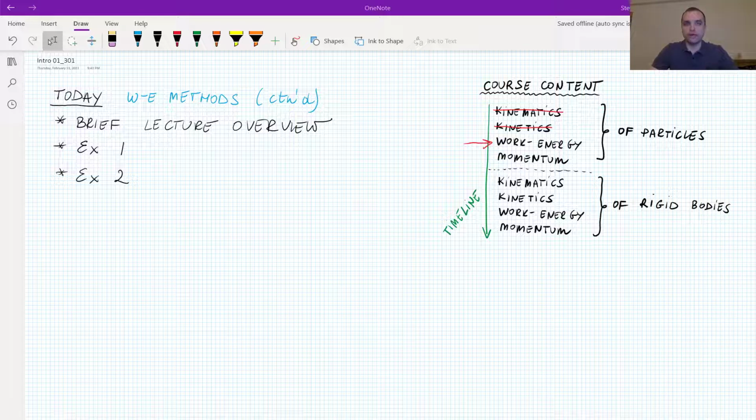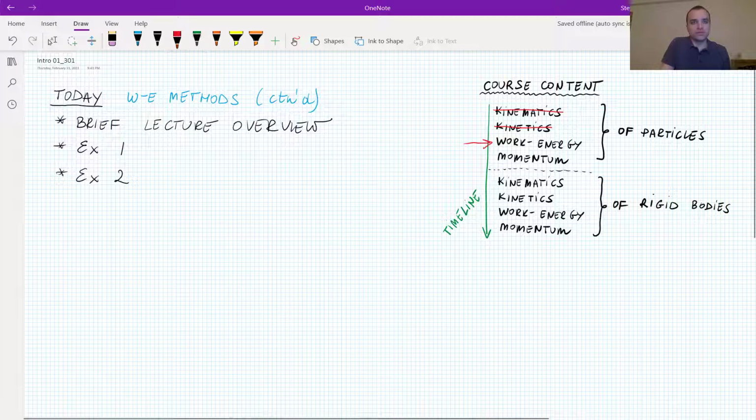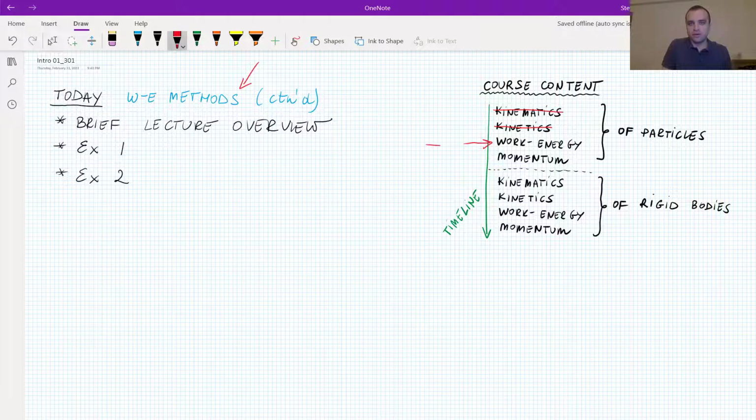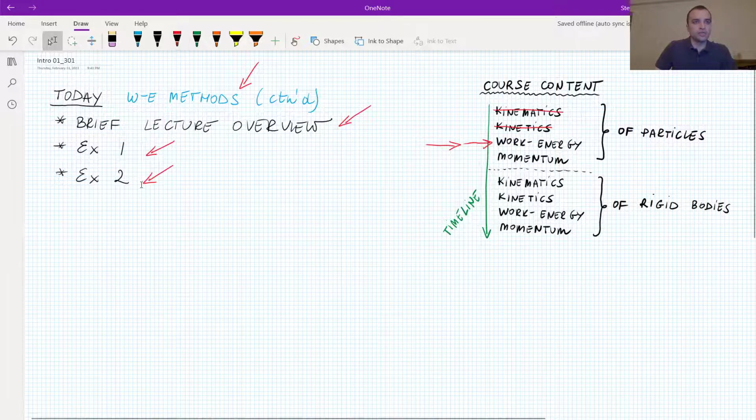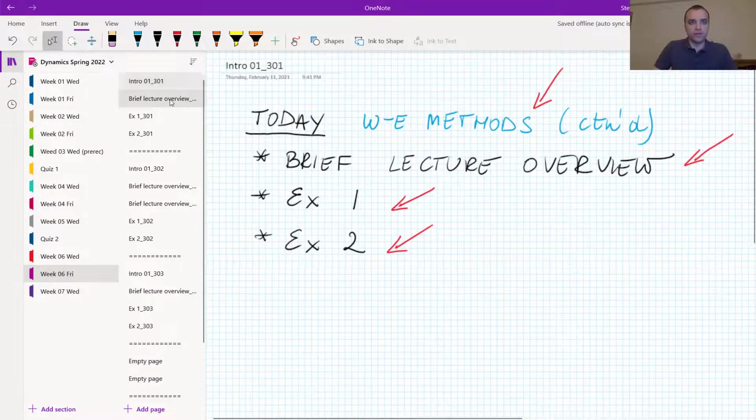The topic of today's discussion is work energy methods. This is exactly what you can see on the board. And here is where we are on the timeline. The plan for today is the following. We will start with a brief lecture overview, and then we will do two examples, example number 1 and example number 2. Without further ado, let's dive straight into our discussion. Let us start with a brief lecture review.